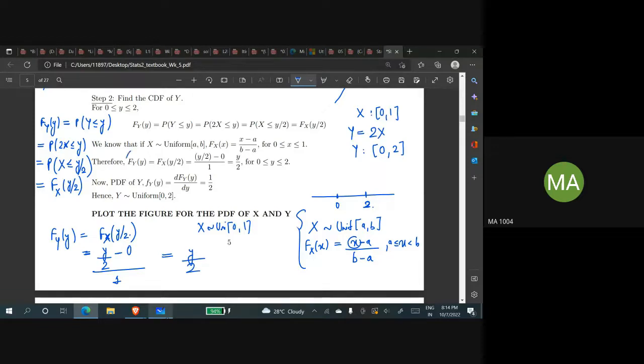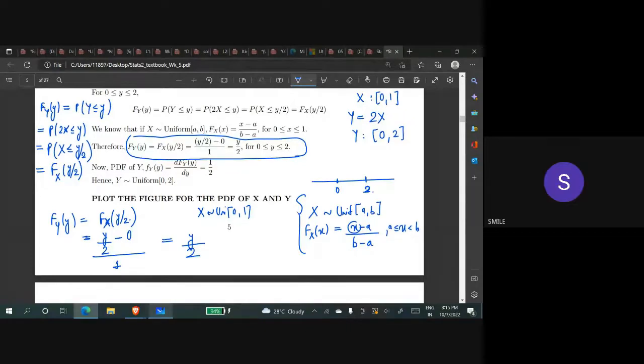So the CDF of y is just y by 2 for y lying between 0 to 2. And to find the PDF, you can just differentiate your CDF. So if you differentiate the CDF, you will get 1 by 2. So what exactly you got is that your y is also uniform in 0 to 2, right?